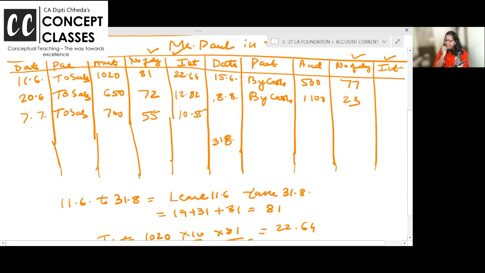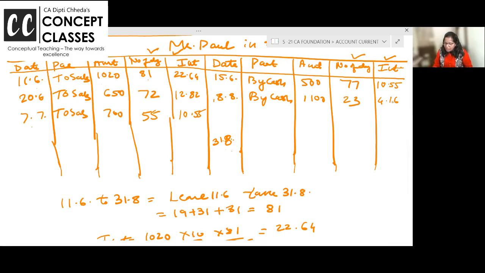10.55. Okay. Paul is saying, ma'am, I paid you 500 on 15th June. So for 77 days, I should pay interest to Paul because we are settling in August. 500 into 10% into 77 divided by 365. 10.55. 1100 into 6% into 23 divided by 365. 4.16.